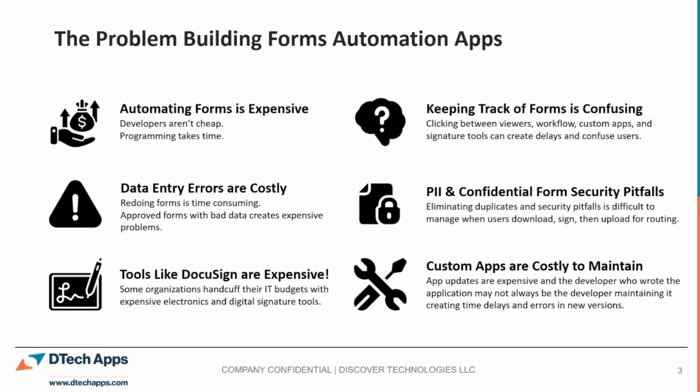First off, automating forms can be expensive, right? It can be weeks to build maybe a simple form. It could be months if you're building something more complex. And if you've got a lot of routing and you have to build workflow into that, then of course, App Engine licenses come into play.